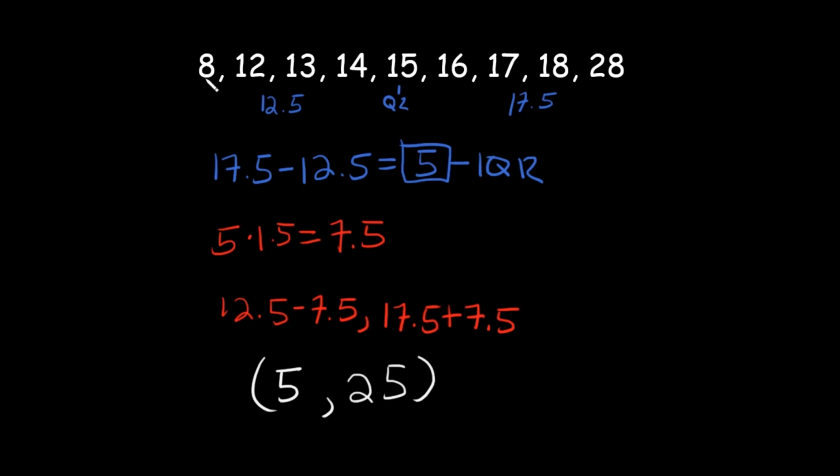So let's start from the lowest. Our lowest number here is 8, which is in this range. So there's no outliers that are below the range of the non-outliers, but there is a number up here that is. So in this case, 28 is an outlier, and it appears to be our only outlier.